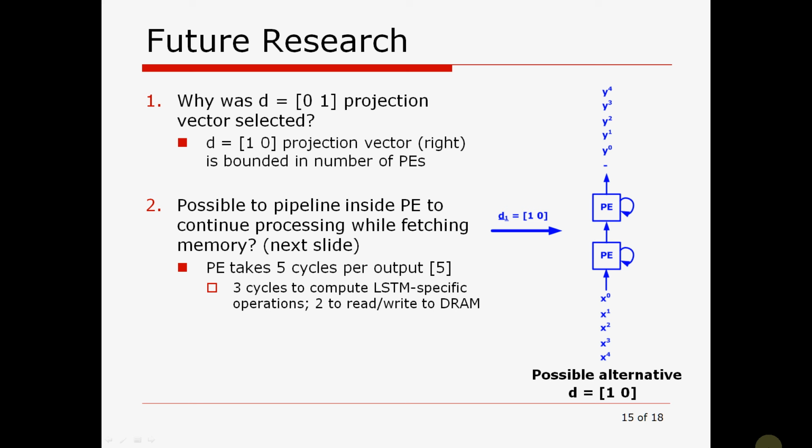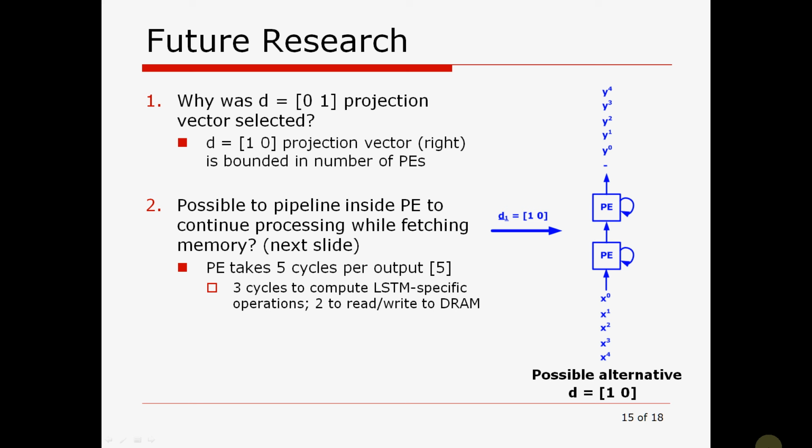In terms of future research, there are two things I'd like to discuss here. First of all, why was that particular projection vector d equals 0, 1 used, where it resulted in an unbounded number of processing elements? For example, if we use the alternative d equals 1, 0 projection, which I'm showing on this slide here, that would bound the number of processing elements, and we could still schedule inputs and outputs in a systolic way without having to deal with scheduling issues by a controller and external memory.